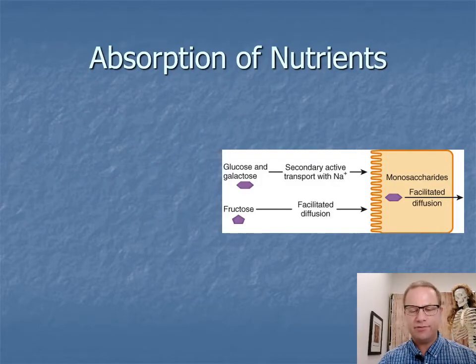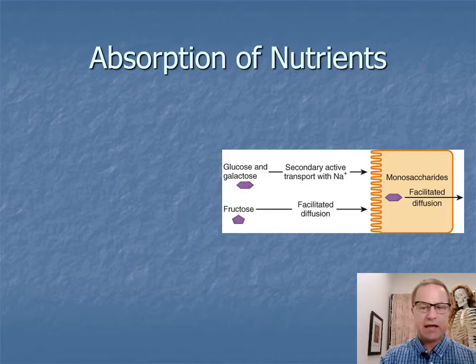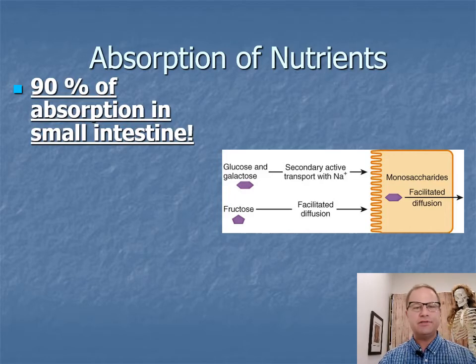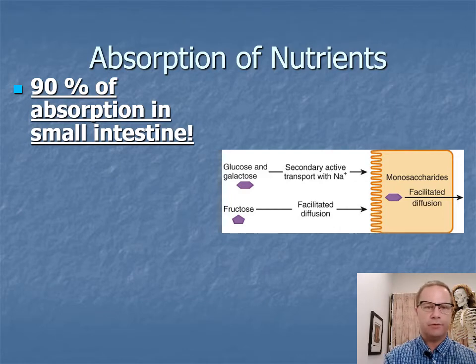Okay, now let's talk about absorption of nutrients, because remember I said the small intestine is a major organ where absorption of nutrients happens. Okay, 90% of all absorption happens in the small intestine, so it's pretty darn important.